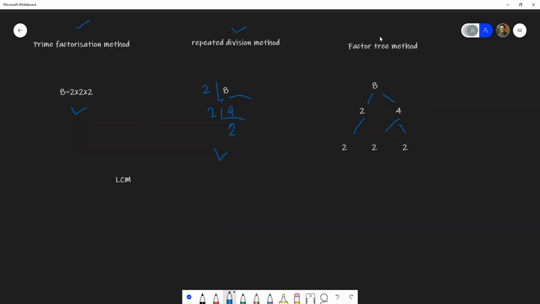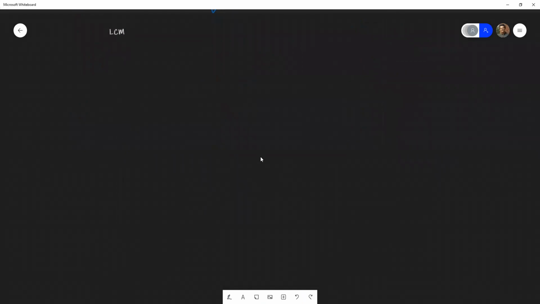Yes, sir. This one looks beautiful. Okay, so the factor tree method. I also like trees, and you can use it, but it's time consuming, I will say. So then move on to the next method.